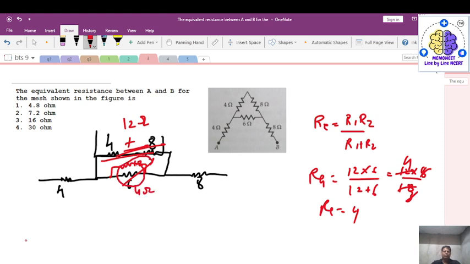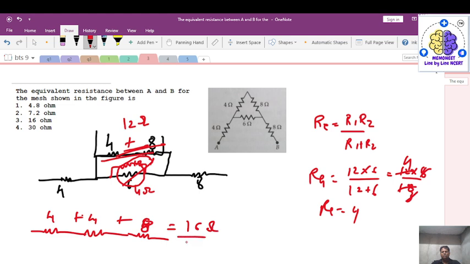So now finally what we are left with is one 4 ohm resistance, then this combined resistance 4, and then this is 8. So we have 4, 4 and 8. So this would result in 4 plus 4 plus 8 equals 16 ohm. So the equivalent resistance for this mesh given in the diagram is 16 ohm. So the correct answer will be option 3, that is 16 ohm.